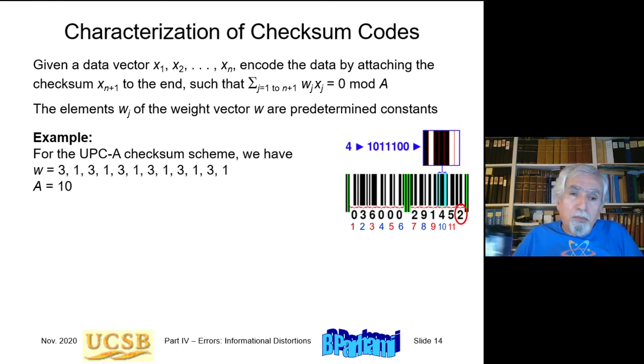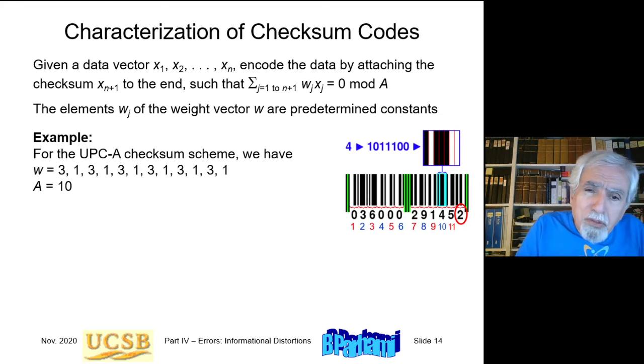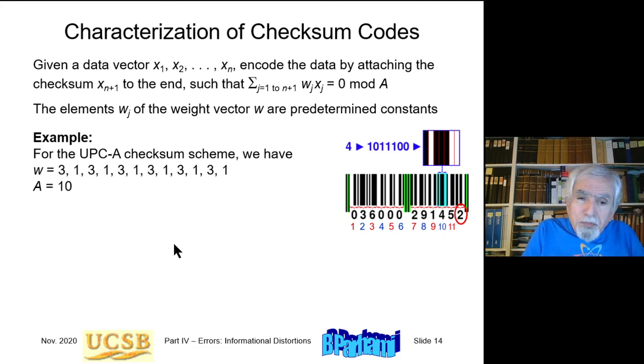Okay, so these weights are up to me to assign. I don't have to assign only 3s and 1s. If I can show that other weights introduce desirable properties for my code, I can use other weights.